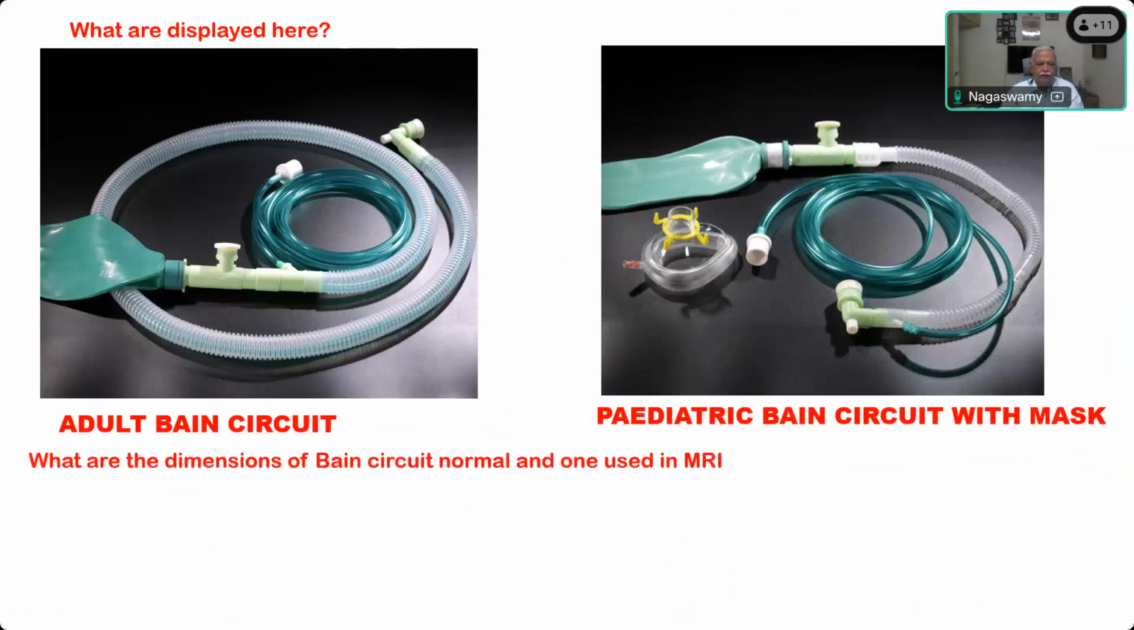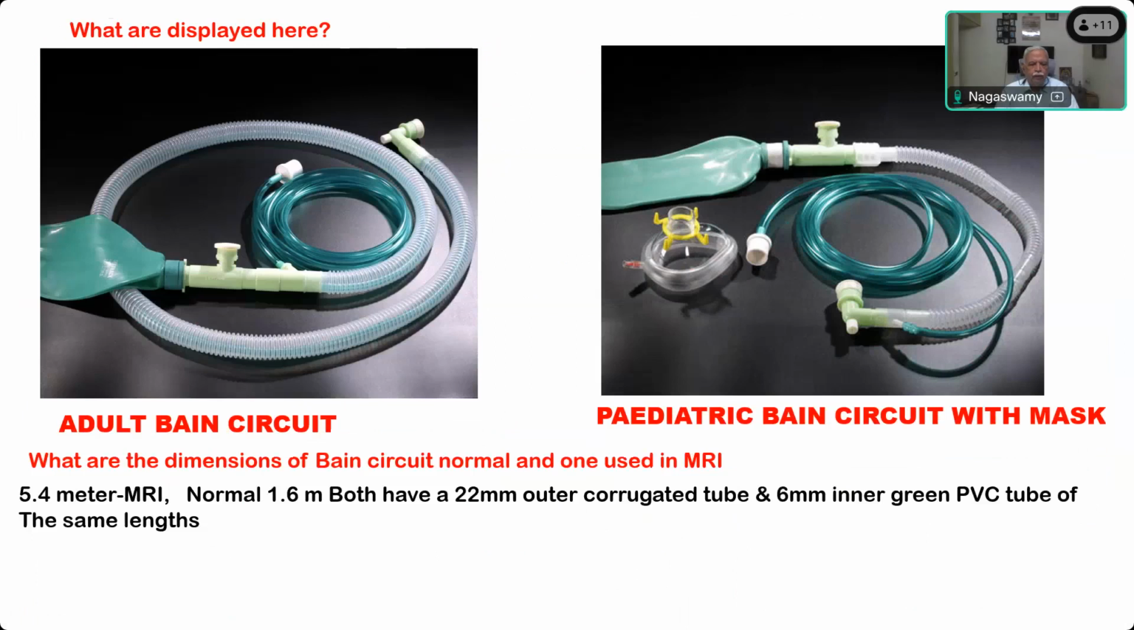What are the dimensions of the Bain circuit? Normal and the one used in MRI. What is the length of the Bain tube? 1.5 meters, sir. 5.4 meters for MRI. Normal is 1.6. Both have a 22 mm outer corrugated tube and a 6 mm inner green PVC tube of the same length.